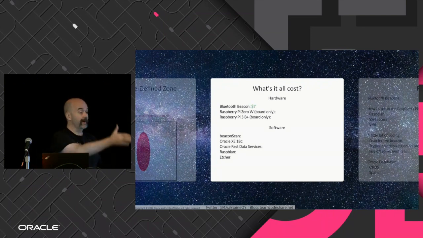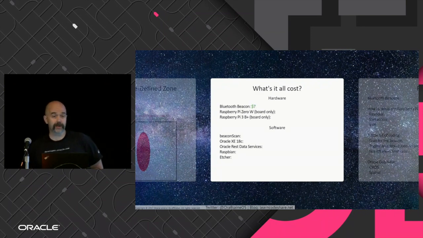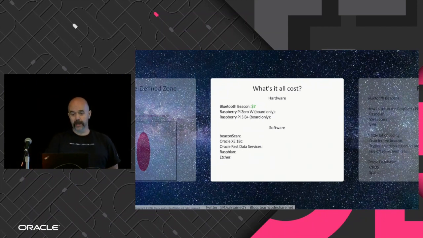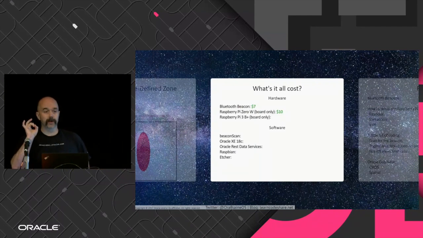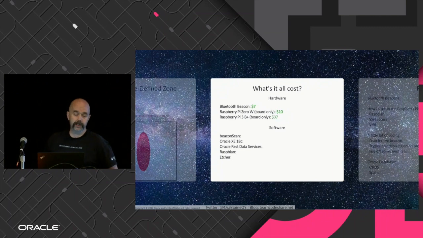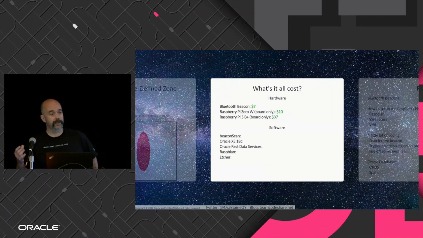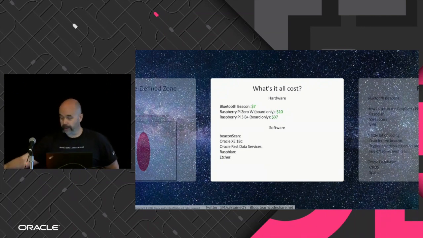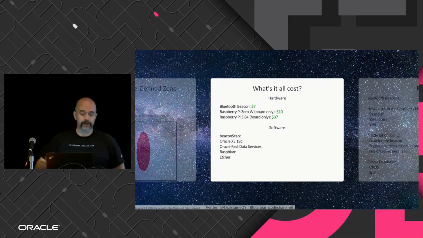For the hardware, the beacons are about $7 on Amazon if you buy them single. They get cheaper if you buy them by the pound. The Raspberry Pi Zero is around $10, and that's just the board. No power adapter, no SD card, just the board. Pi 3s are around $37 last time I checked. Once again, just the board, no case, no power supply.